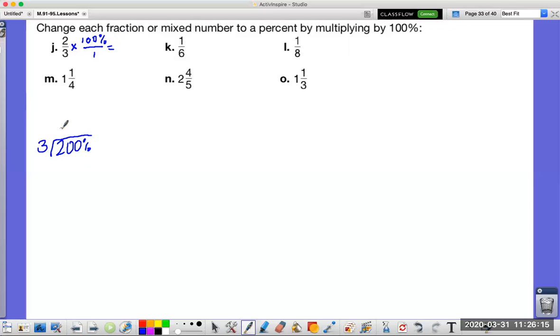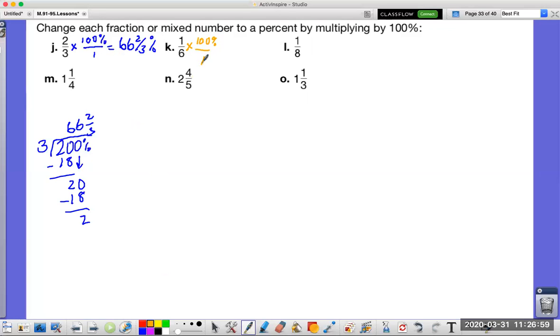divided by 3. So in this case, 3 will go into 20 6 times, and then I get 18. Subtract that, I get 2, and I have to bring down the next 0. This would be 6 again. I'd get 18, and I'd have 2 left over. 2 is the numerator, 3 is the denominator. So that means this 2/3 would be the same as 66 2/3%.